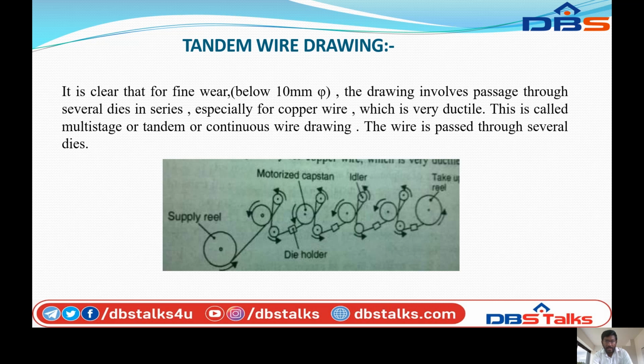simultaneously this is arranged in parallel. So the dies will be passing through a number of rows. So finally the wire will be taken up on the take up reel. So the total diameter of the tandem wire is 10 mm diameter.